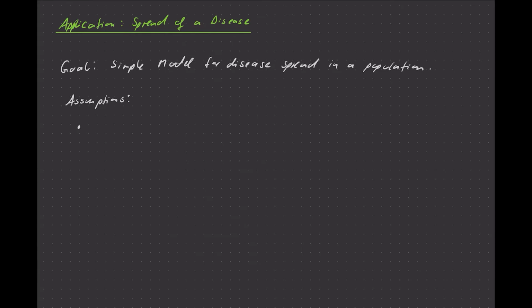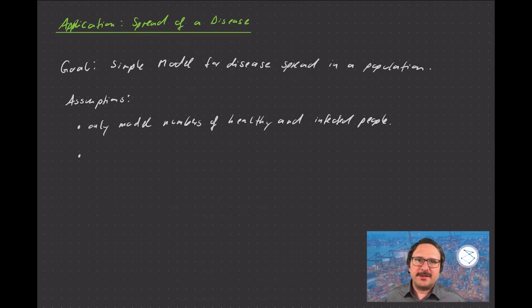So we will only model numbers of healthy and infected people. We make a very simple assumption about the infection rate in this model, which is to say that each week 10% of the healthy population are going to be newly infected.